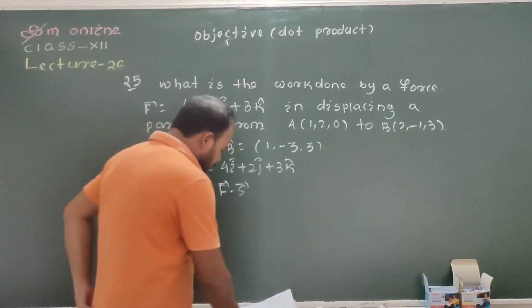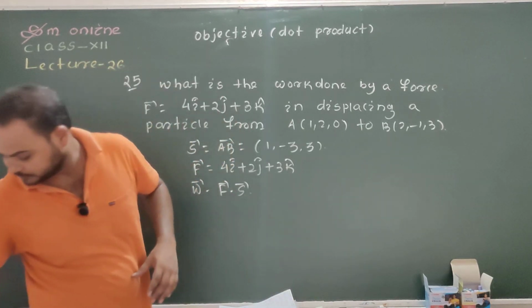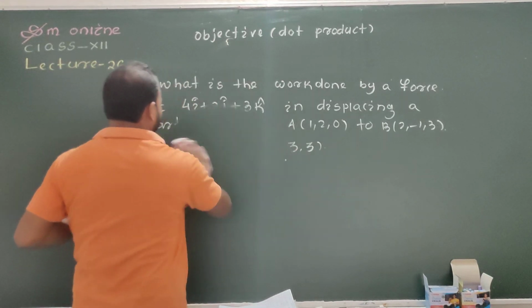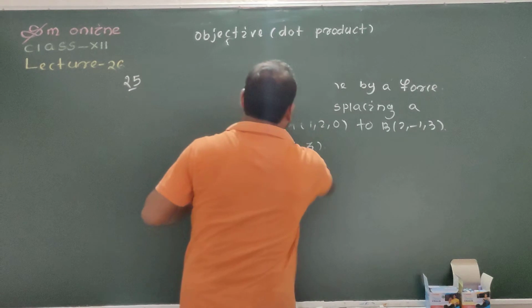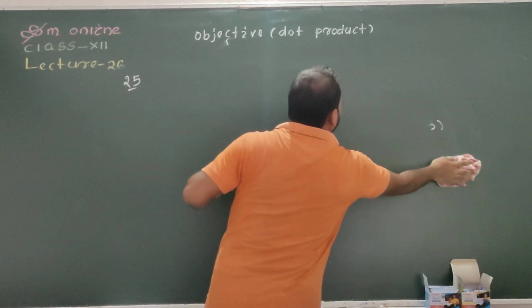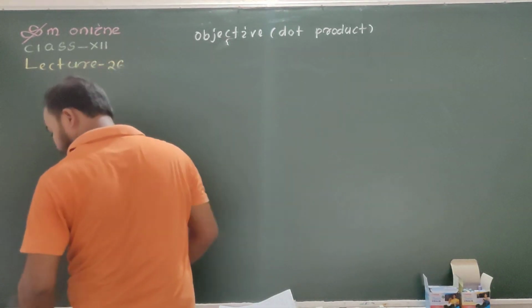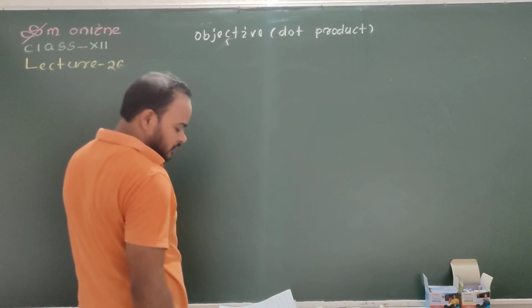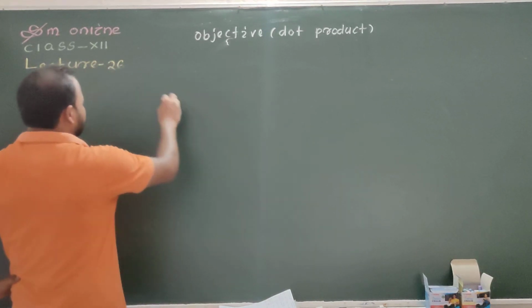Okay, now move to question number 26. Question number 26 is: can the dot product of two non-zero vectors be 0? A very simple question.